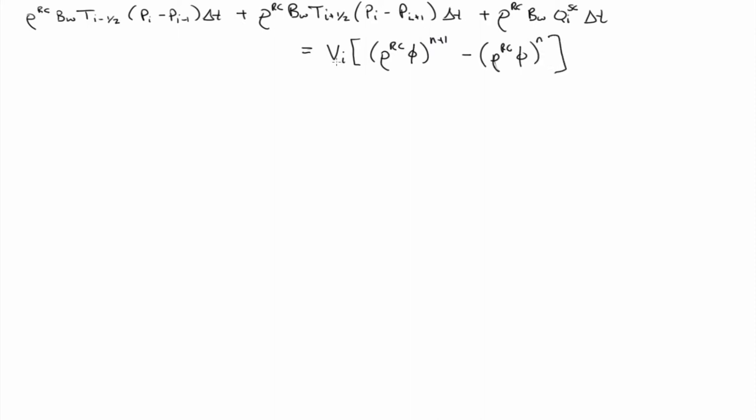So on the right-hand side there, I pulled the volume out, treated it like it's a constant. It's not changing from step n plus 1 to n. The volume is the volume, it's the control volume, right? It's not going to change. The density and the porosity could change over a time step, but the volume's not going to change. It is the control volume, right?